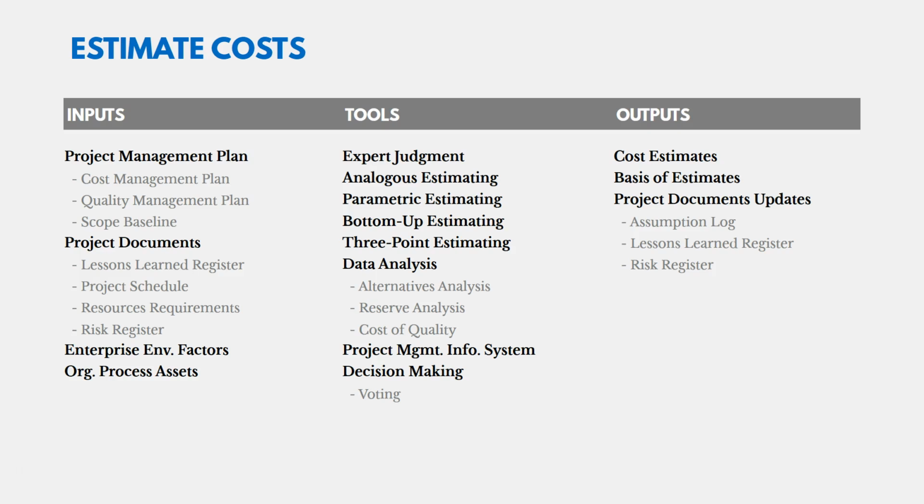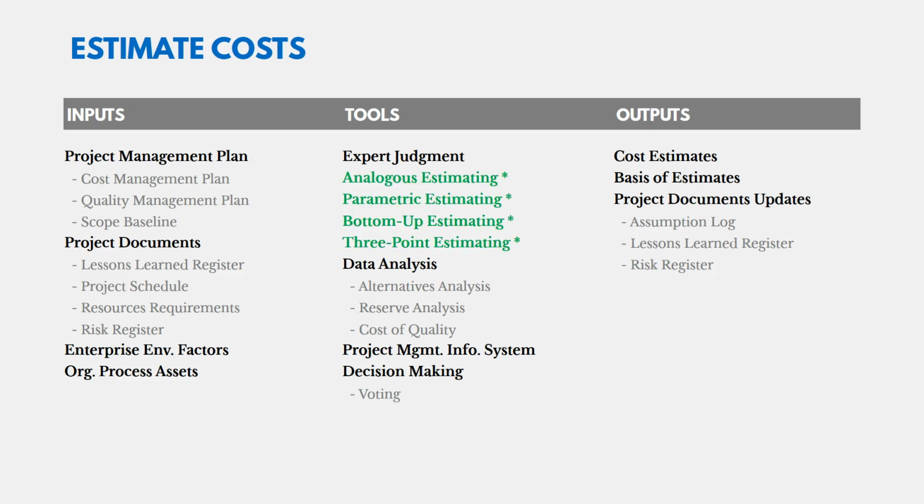So our project management plan is going to be an input, and the key there is the cost management plan. That's going to be important. The cost management plan tells us how we're going to do this, what method we're going to use, and what tools. You've got some project documentation as well as enterprise environmental factors and organizational process assets.